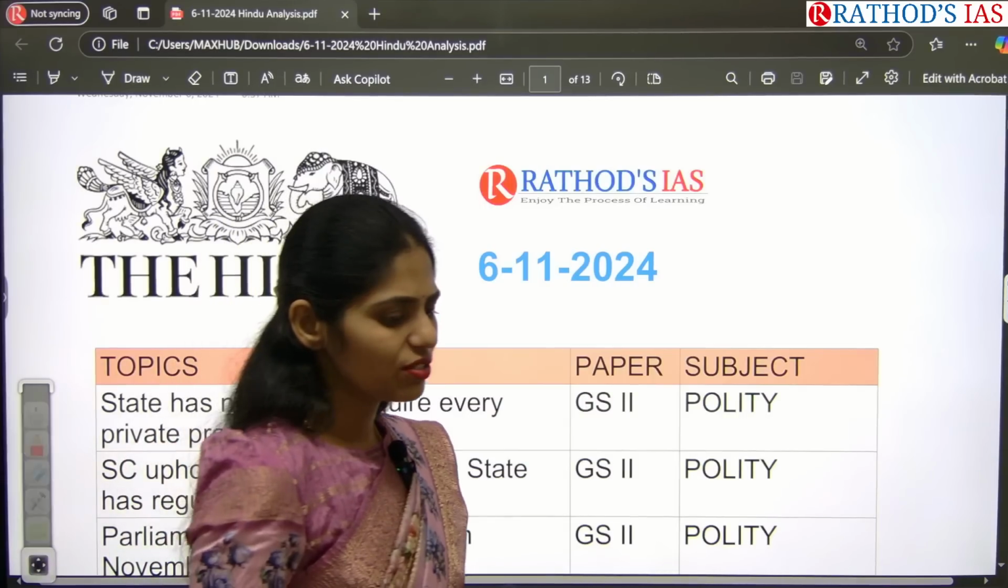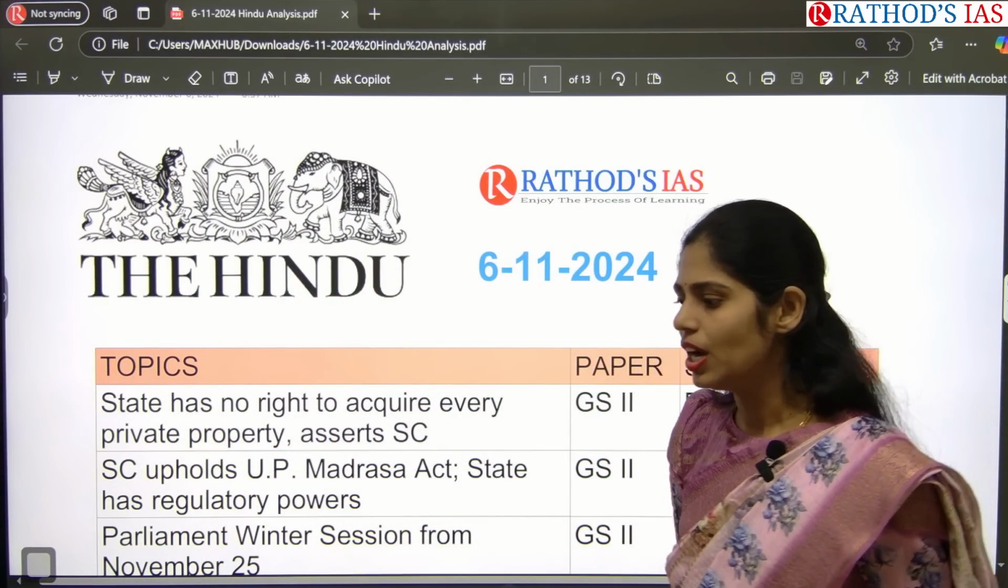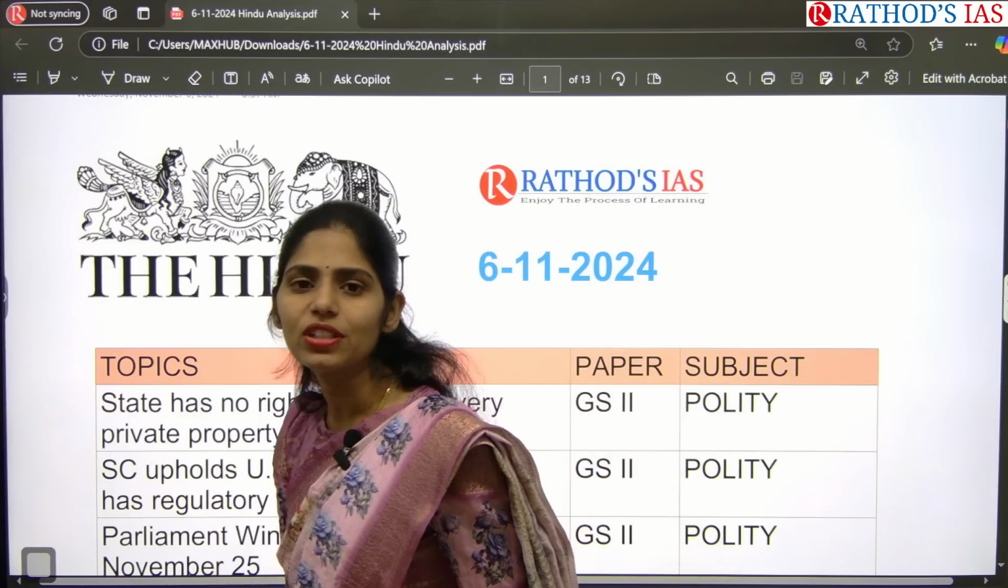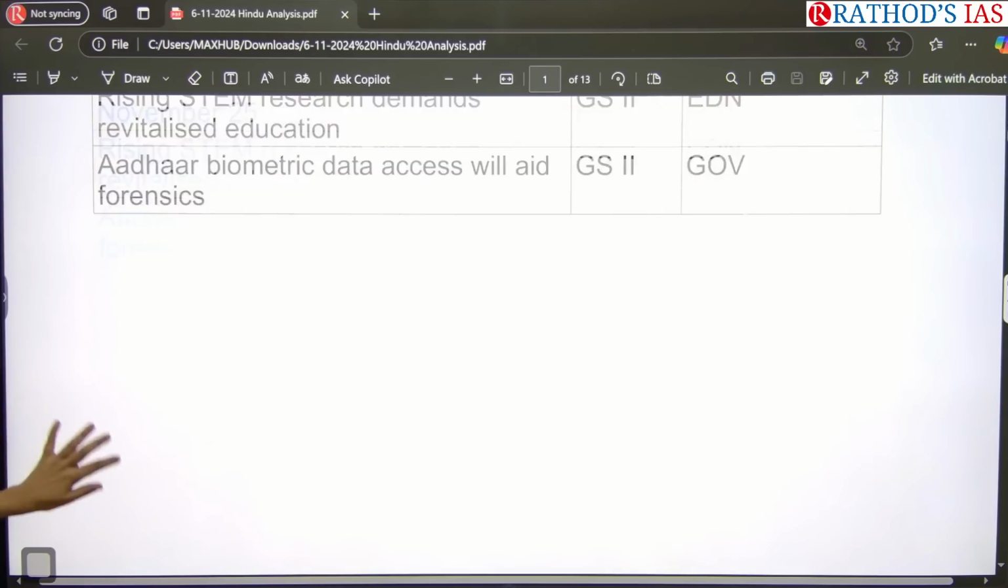And in this class, we are going to discuss around 7 articles which are relevant from our examination point of view. And mostly today's articles are based on your polity, which comes in the GS paper 2. Okay, let us see the first article.